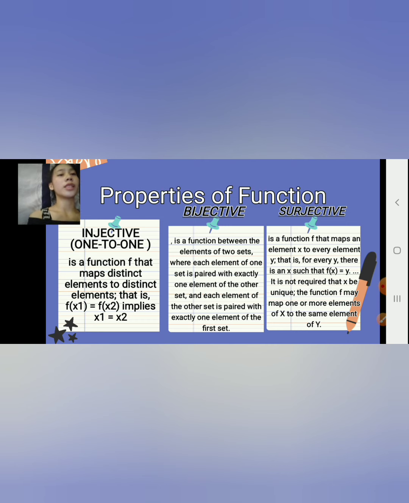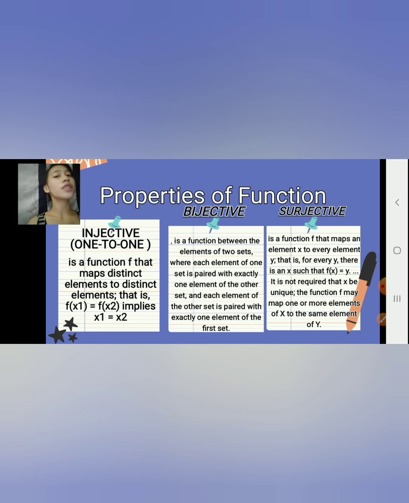So here's the definition. An injective or one-to-one function is a function that maps distinct elements to distinct elements, that is, f(x1) equals f(x2) implies x1 equals x2. While a bijective function is a function between the elements of two sets, where each element of one set is paired with exactly one element of the other set, and each element of the other set is paired with exactly one element of the first set.